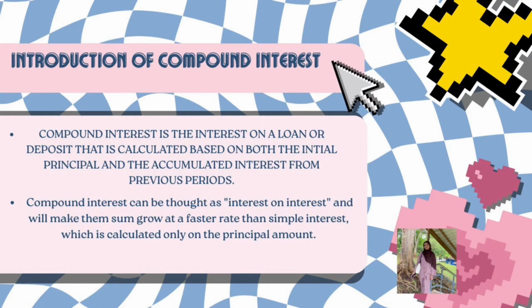Okay, now, for the introduction: compound interest is the interest on a loan or deposit that is calculated based on both the initial principal and the accumulated interest from the previous periods. Other than that, compound interest can also be taught as interest on interest, and that will make the sum grow at a faster rate than simple interest, which is calculated only on the principal amount.